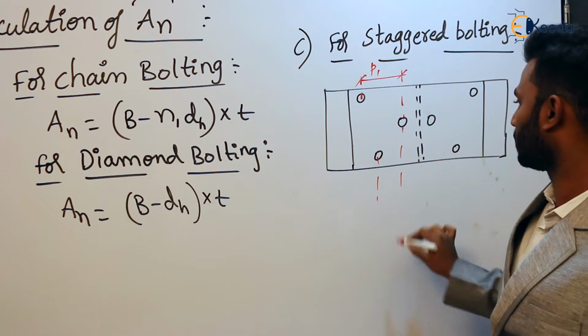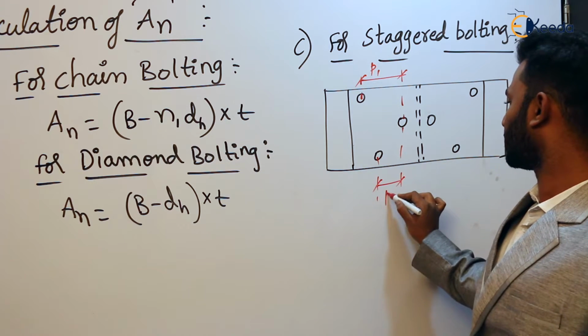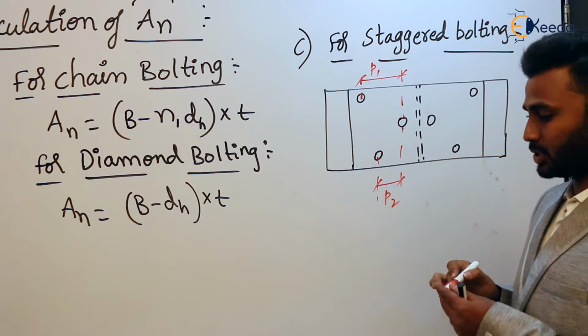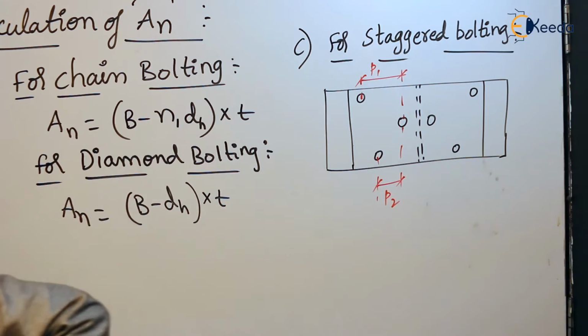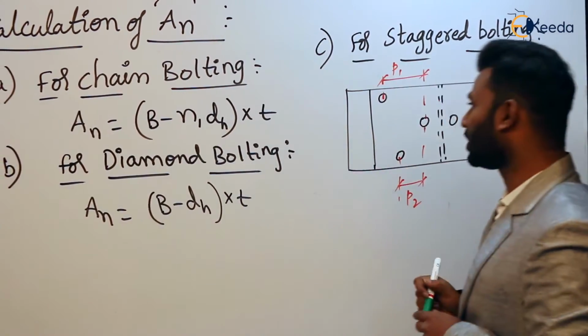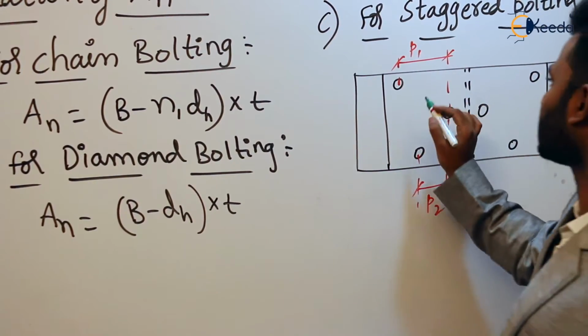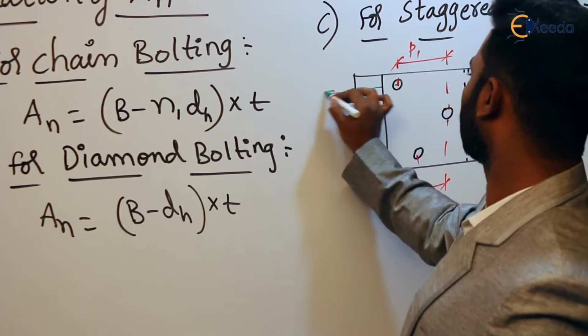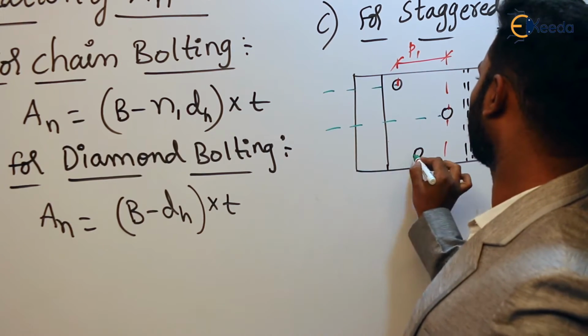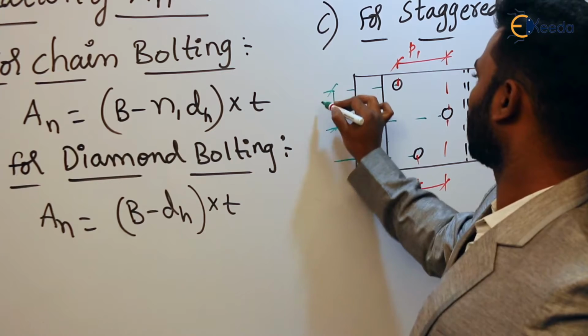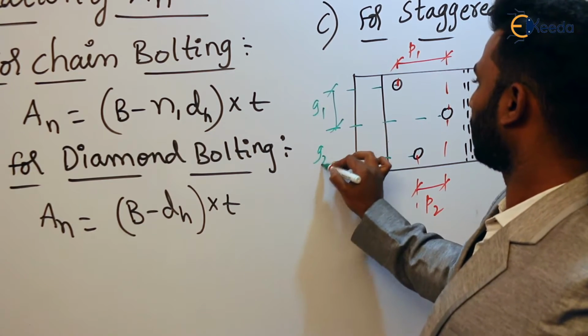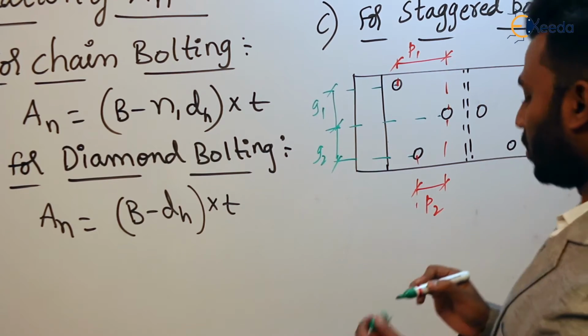And for this, the pitch changes from bolt to bolt here. Clear? This is the pitch, and we know the gauge. The distance measured in the direction of the force is pitch, and measured in the perpendicular direction is known as gauge. Okay.